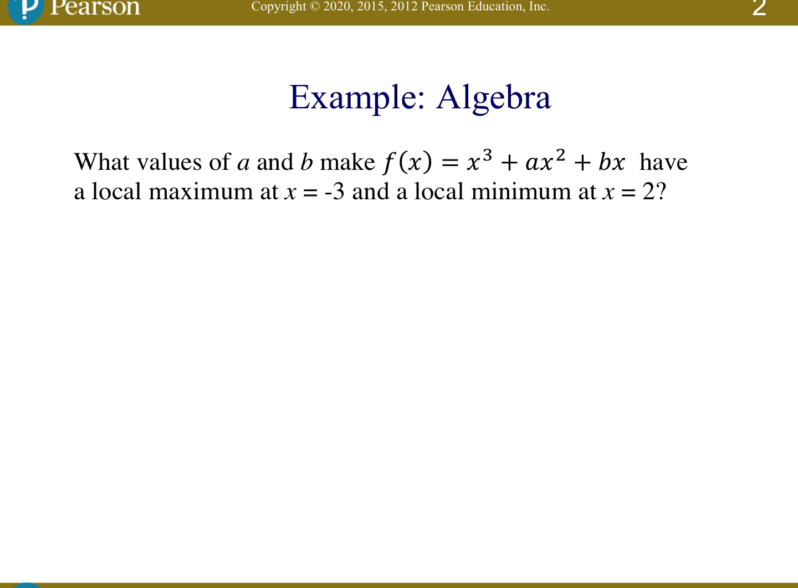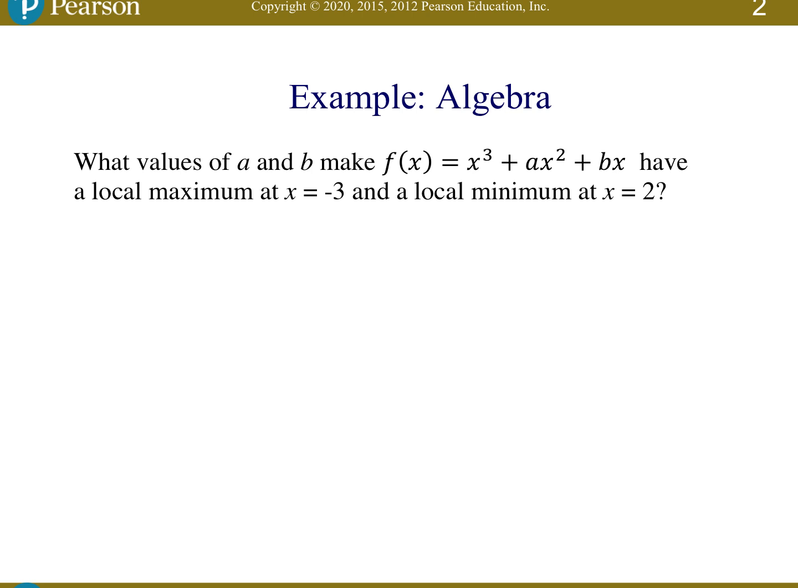All right, so this is an algebra problem. What values of the variables a and b would make for sure the function x cubed plus ax squared plus bx have a local maximum at -3 and a local minimum at x equals 2? All right, so we have to take what we know from calculus.